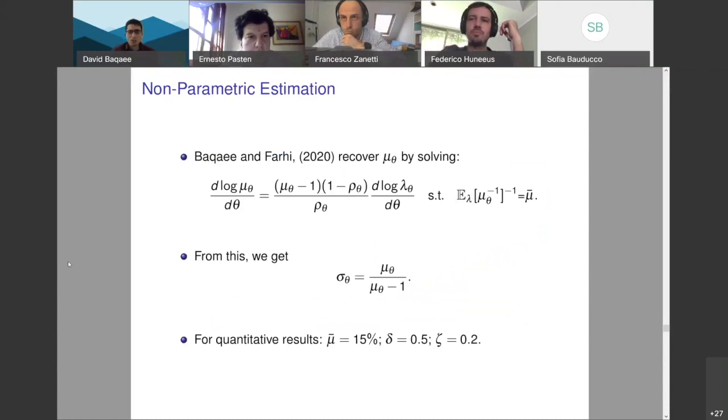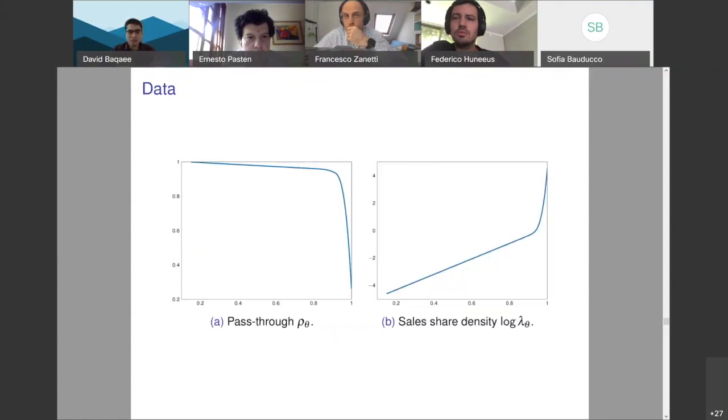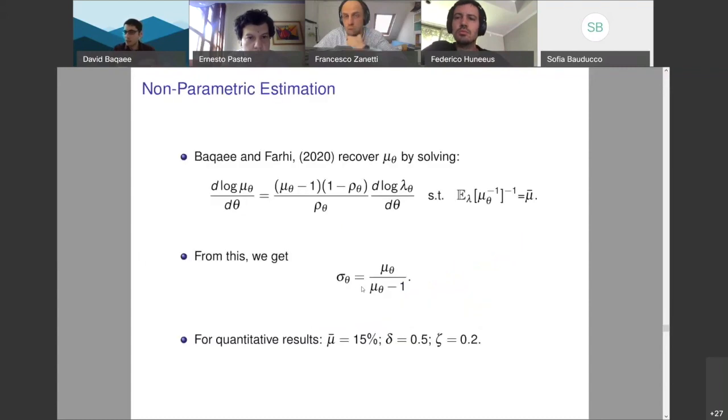So what we're going to do, and I'm not going to talk about this too much because it's a technique we're borrowing from another paper, is recover the Kimball aggregator by solving a differential equation. We basically treat this as a differential equation in the cross-section of firms, and we solve it, and we get what the Kimball aggregator has to be up to a boundary condition. And the boundary condition is going to be the average markup.